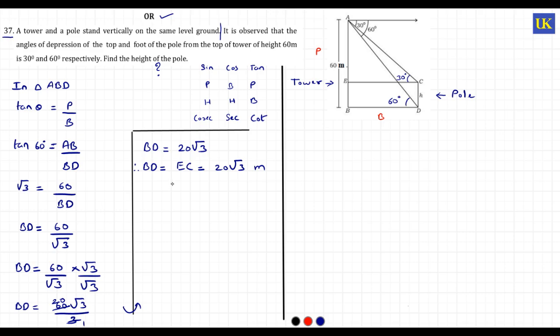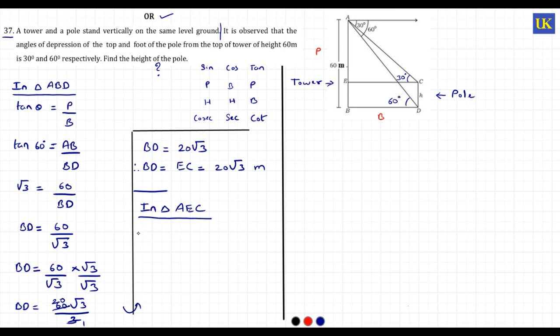Now we will consider triangle AEC. Here we considered this triangle AEC. Now I will be trying to find AE. So AE, and we know this part, EC is what we know.